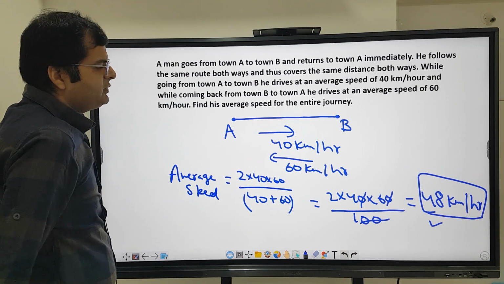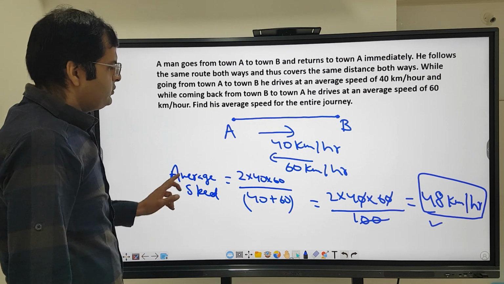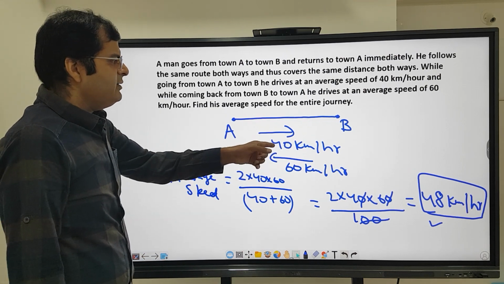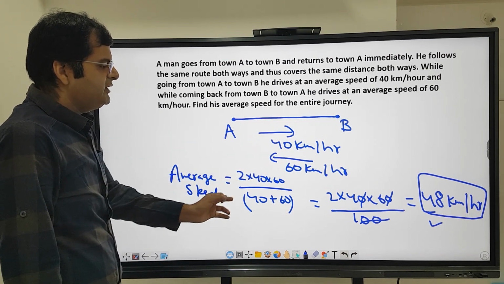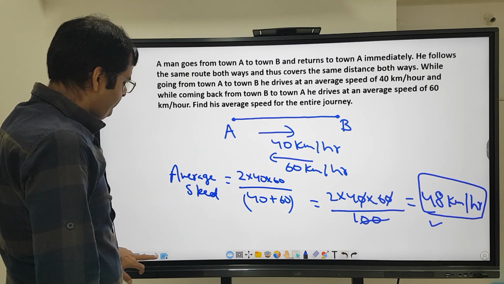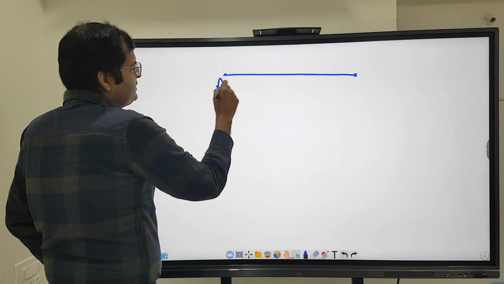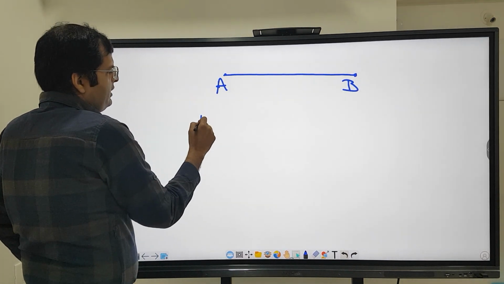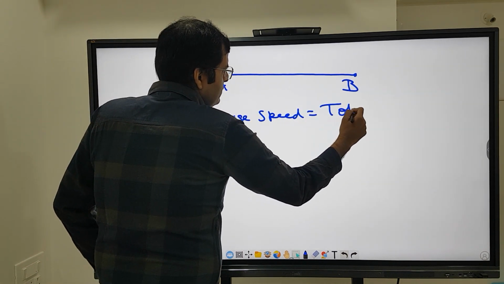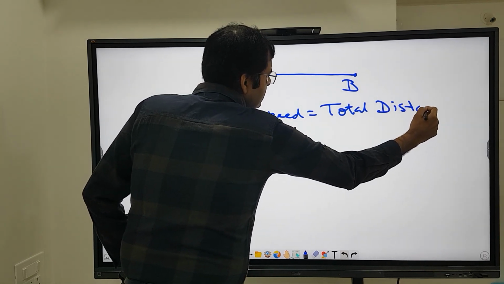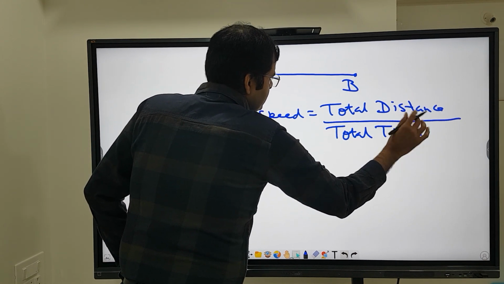But we'll also understand this question using the basic fundamental of average speed. If you know the formula, you can apply it directly over here, because average speed is harmonic mean, and harmonic mean of 40 and 60 will be 2 into 40 into 60 divided by 40 plus 60, that is 48. Otherwise, average speed is basically total distance covered upon total time taken. So average speed is equal to total distance upon total time.